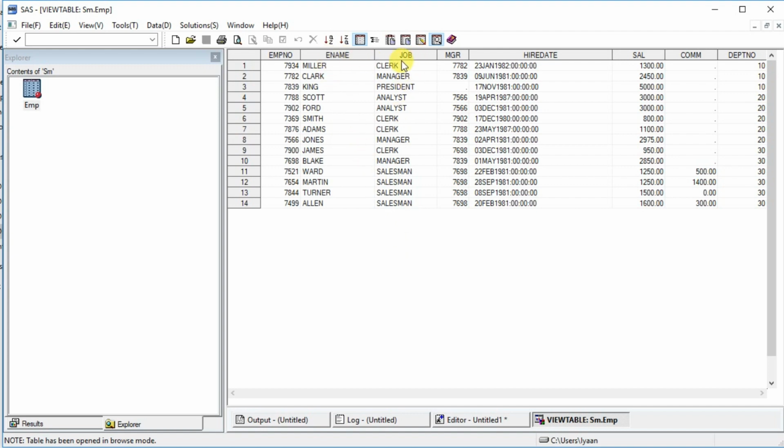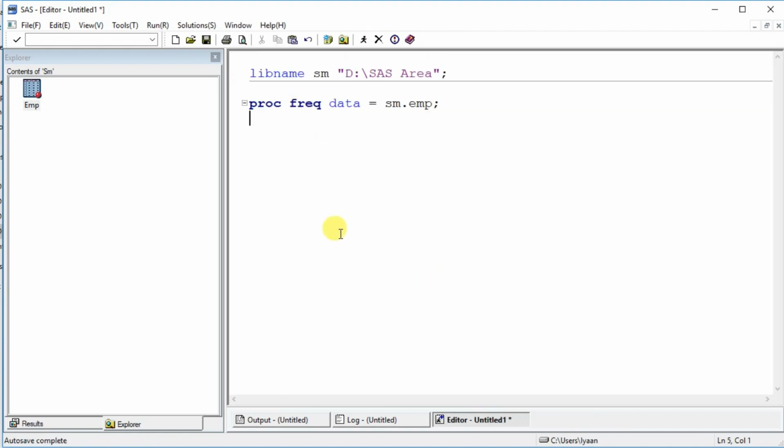So I'm going to use the job variable, which is job only. So this is table and job. Run. Now this much is enough for the frequency procedure to generate an output.